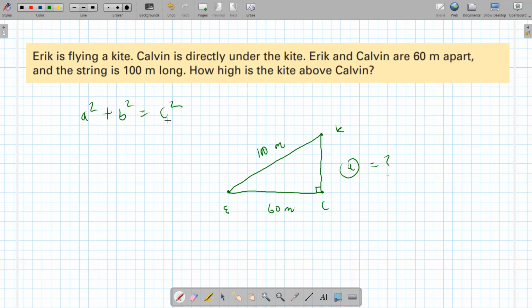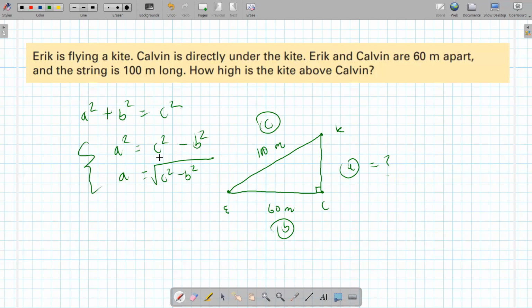You want to subtract b squared on both sides, right? The c is always the hypotenuse, b is always the bottom one. B for base, you can think of it that way. So then what would a be equal to? A is going to be the square root of c squared minus b squared. Do you understand this math here, what we did? So now we just plug things in.